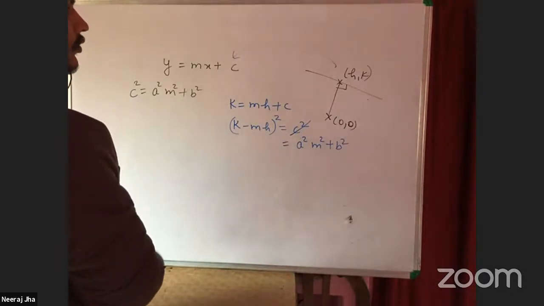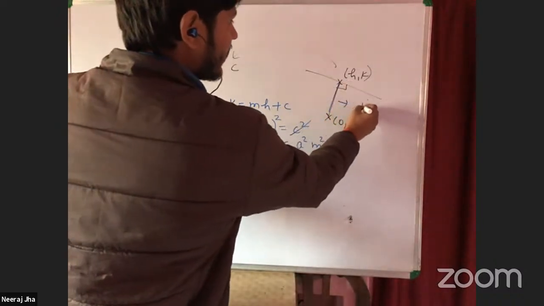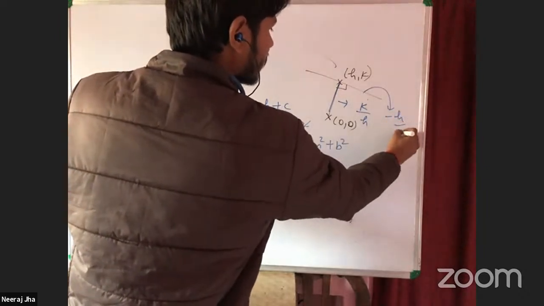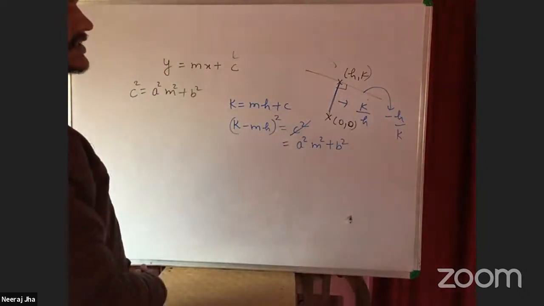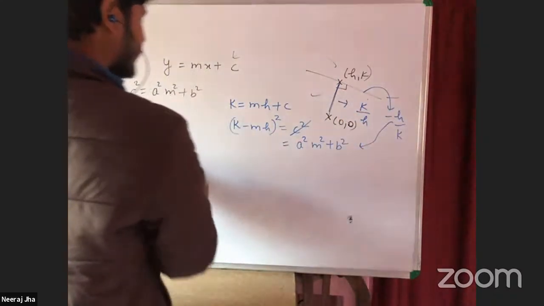Now, what is m? The slope of this line is k upon h. So the slope of this tangent will be minus of h upon k, since m1 m2 is minus 1. So put m is equal to minus of h by k over here.